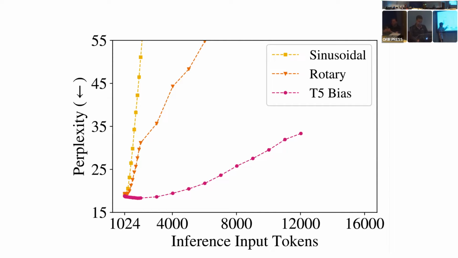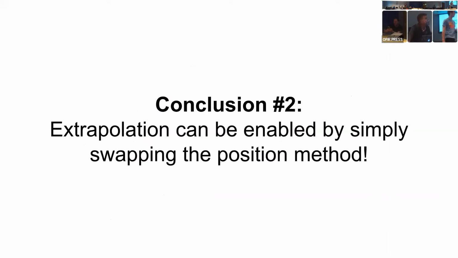We train on 1,000 tokens, and we're able to actually improve performance all the way up to 2,000 tokens. But then it starts degrading. But we actually managed to kind of make extrapolation work. So our second conclusion is that extrapolation can be enabled by simply swapping the position method. When I started working on this, we thought it would take a lot of work to enable extrapolation. We thought it would require changing the attention mechanism, changing the position embedding method, just a lot of things. But it seems like just changing the position embedding method has lots of power and can really impact performance.